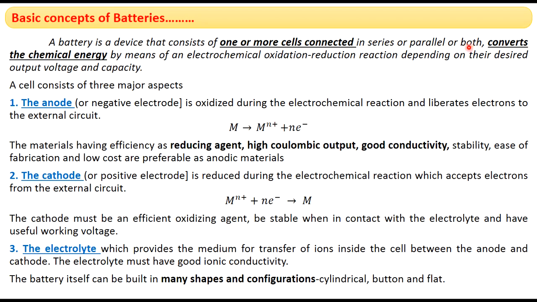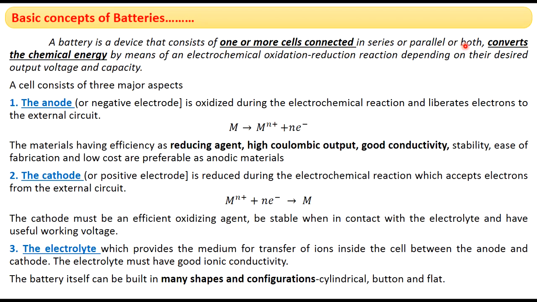The connected cells convert the chemical energy of the compounds present in the cells into electrical energy through a redox reaction, which is a combination of both the oxidation and reduction reactions. These two reactions occur simultaneously in these cells, thereby producing the electrical energy, and we get power, we get electricity.